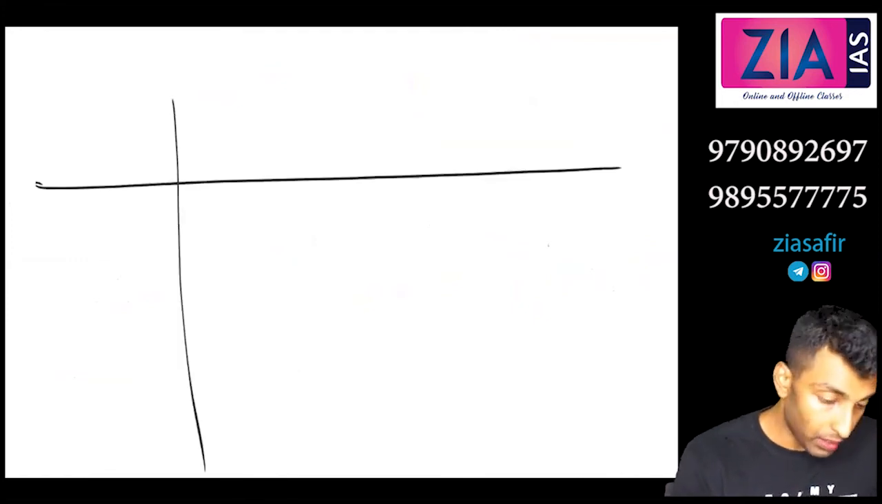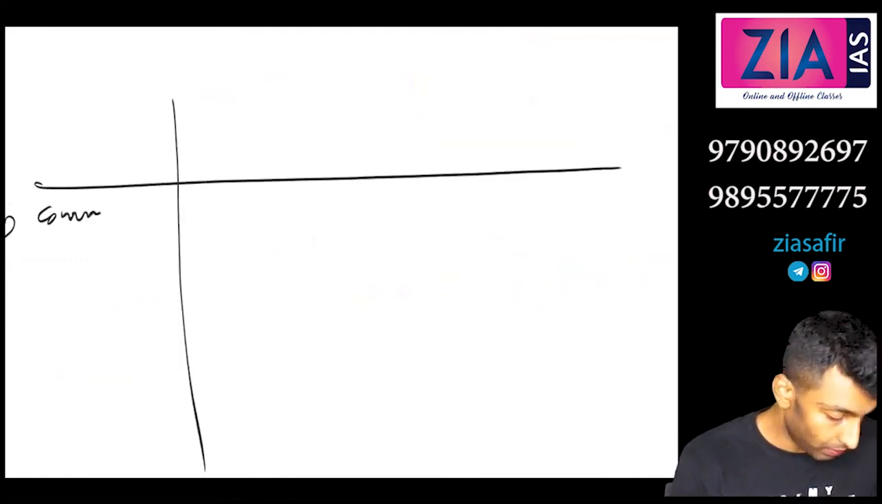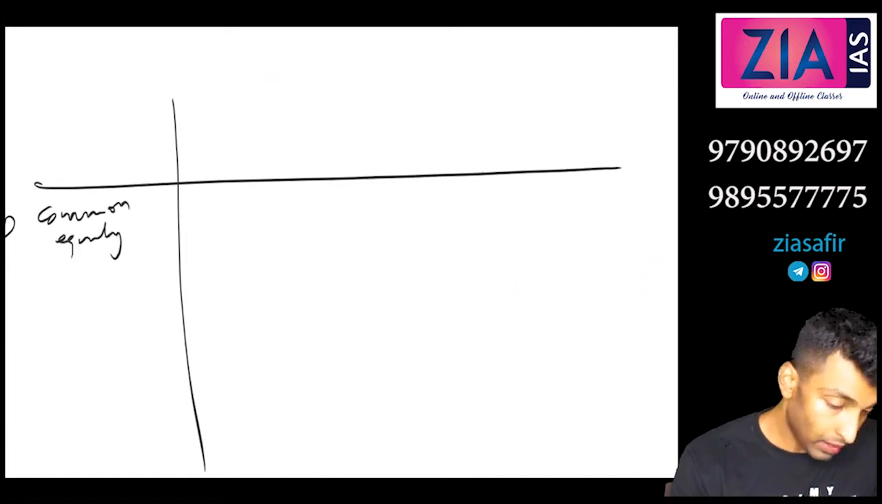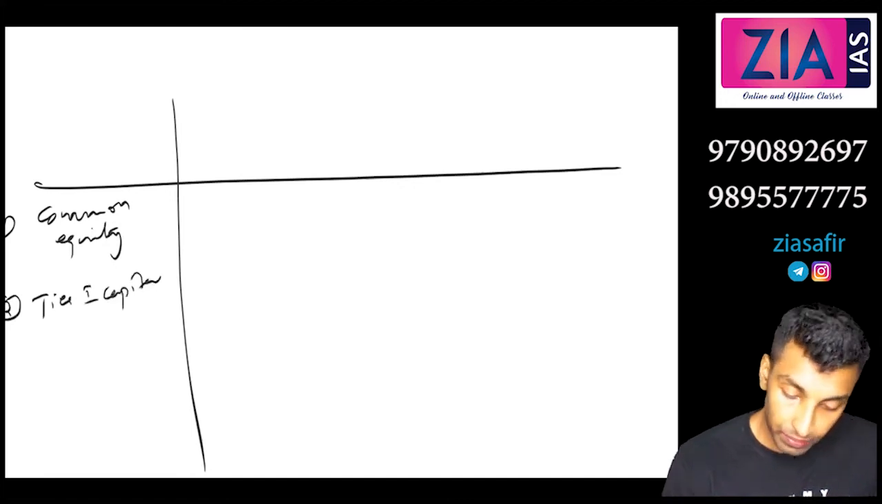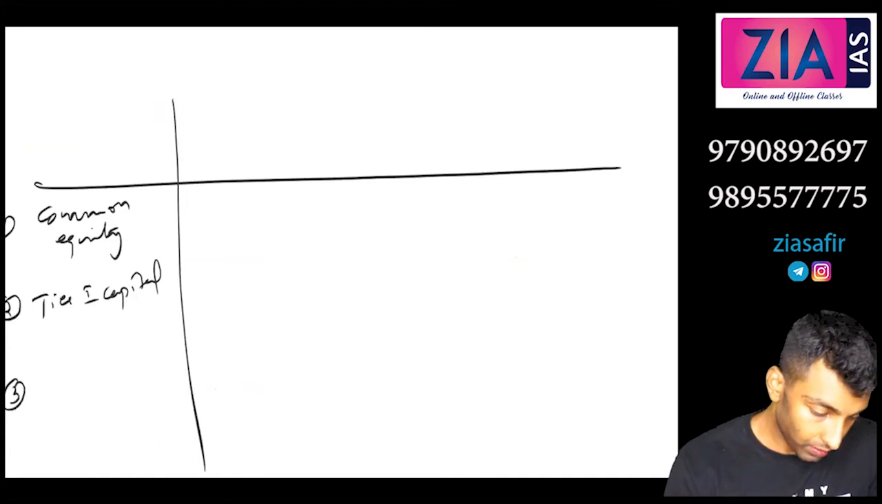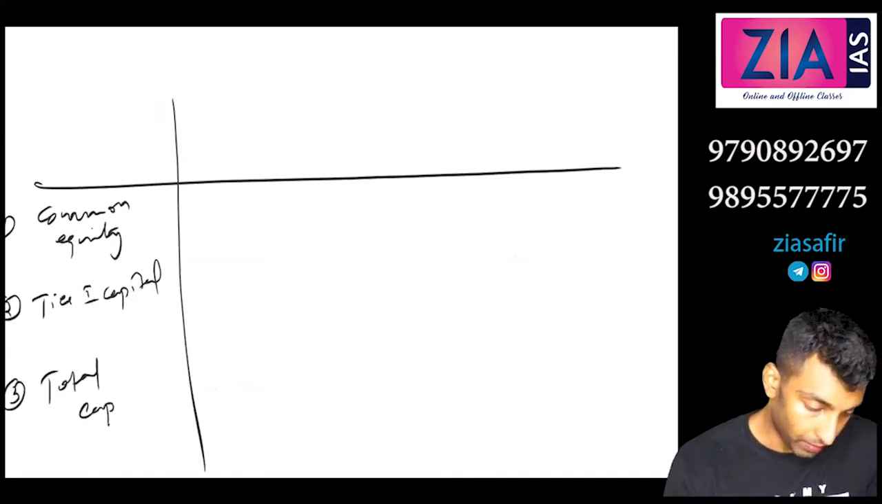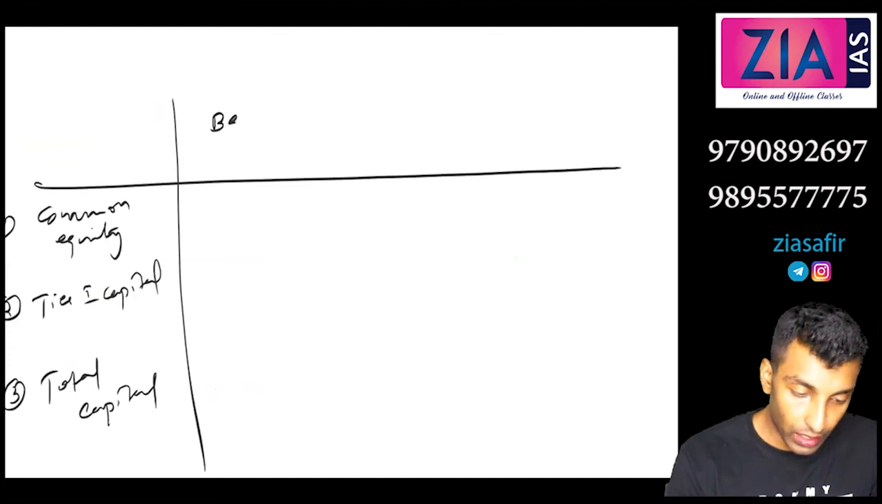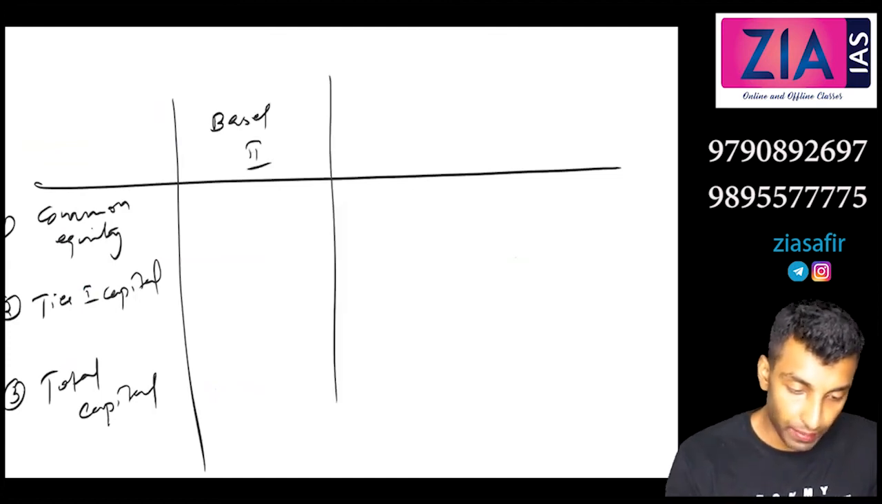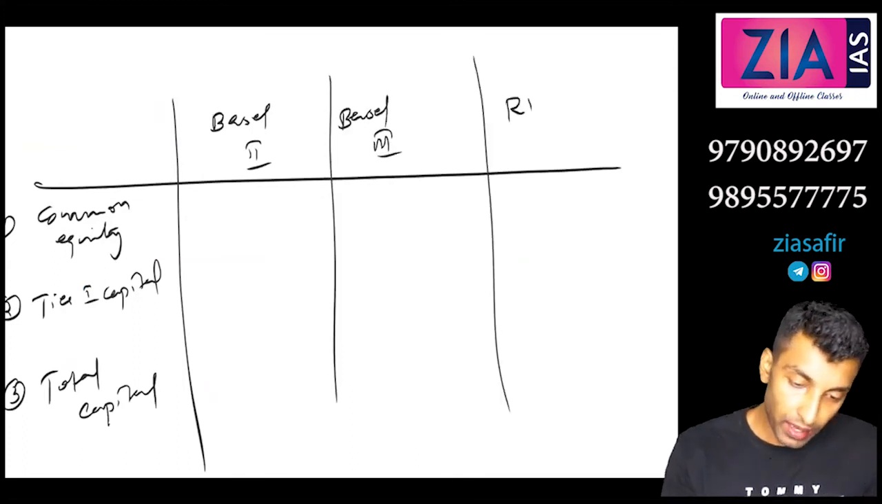Okay. Now, can we see the Basel II and Basel III norms? So Basel II and Basel III norms we'll see. So in a column, the first one, common equity. 2, tier 1 capital. 3, total capital. Okay, so I will tell you what are the changes from Basel II to Basel III. And then we will also see RBI guidelines.